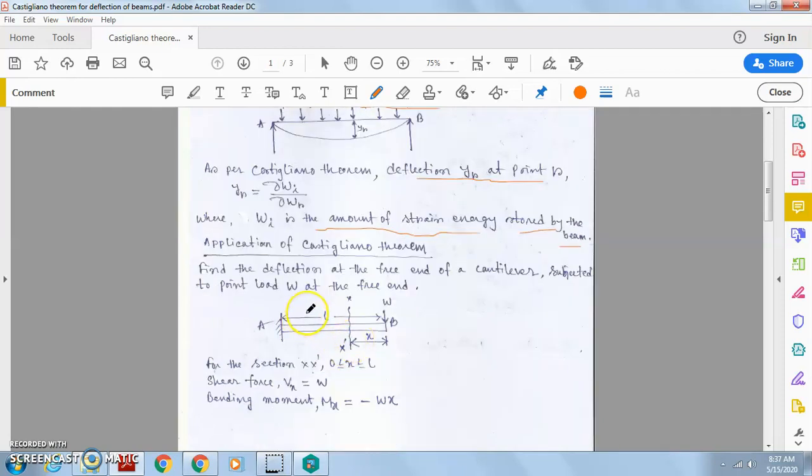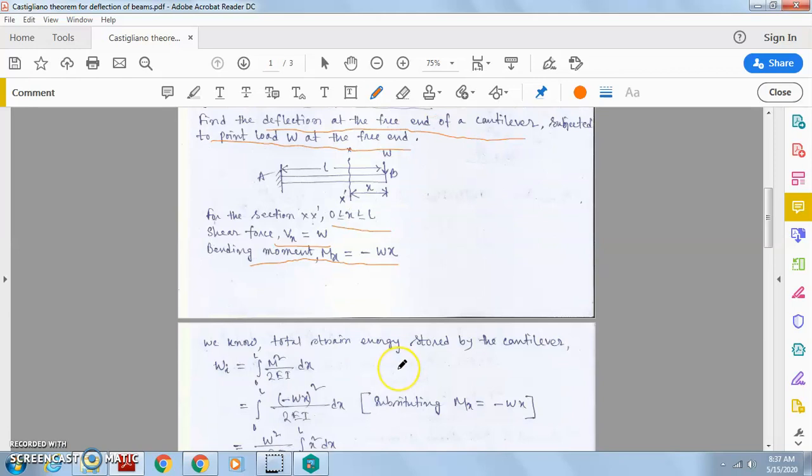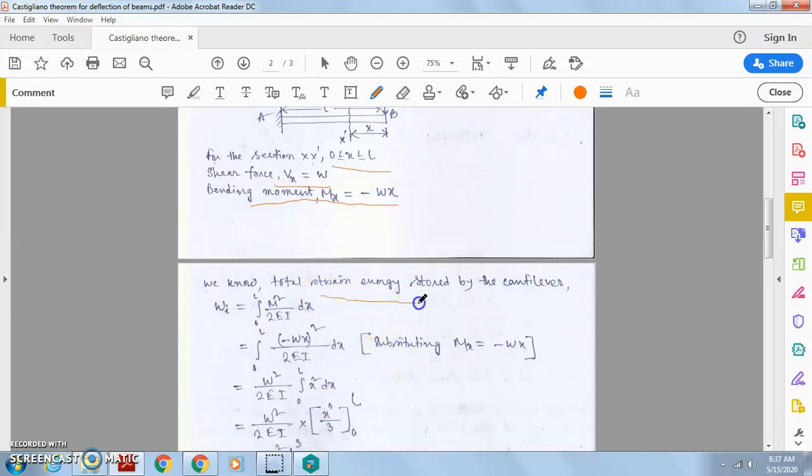Now its application. Let us first consider the case of a simple cantilever beam. We will find the deflection at the free end of the cantilever subjected to a point load W at the free end. AB is a cantilever having a span of L, and one point load W is acting at the free end. As per our conventional rule, we will take a section x-x at a distance x from point B, from the right hand side, where x lies between 0 and L. The shear force will be Vx equal to W, and the bending moment will be minus Wx.